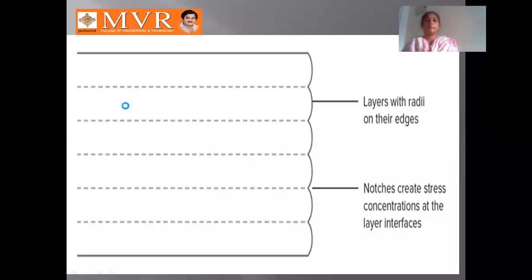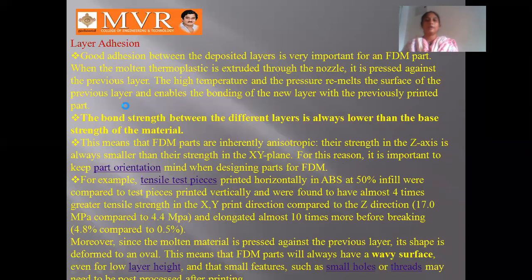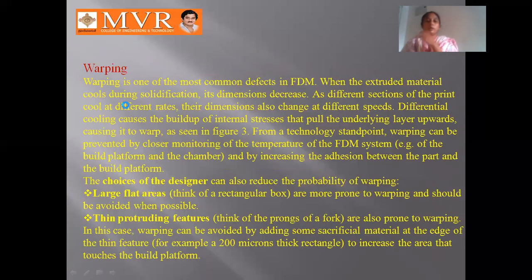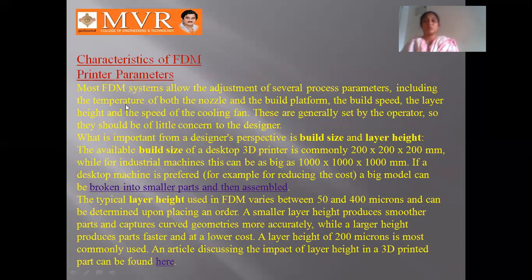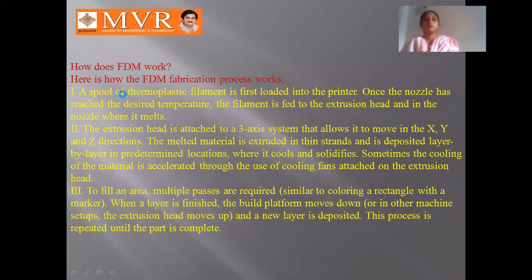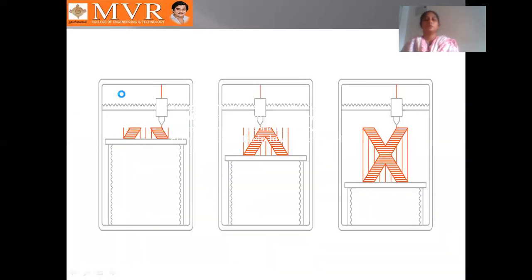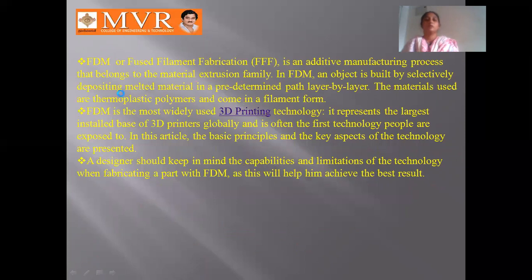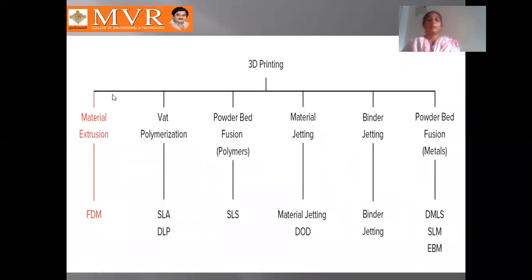Okay, the layer by layer can also be easily identified between the different types of FDM processes. Okay, this is the process of the FDM. How FDM extruded materials can be used throughout the printing process. And this material extrusion process can be easily identified throughout the process.